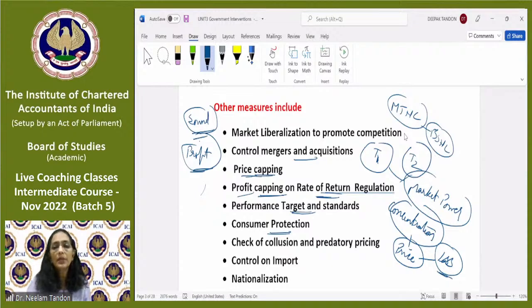Check of collusion and predatory pricing. Predatory pricing, you understand, is to keep the price lower, enter the market and then go for increasing the price. Like Jio did. So TRAI is the body, the Telecom Regulatory Authority of India. People had gone to TRAI. That is why Idea and Vodafone and others had to go for it. So Jio brought disruption in the market, isn't it, in the telecom sector?